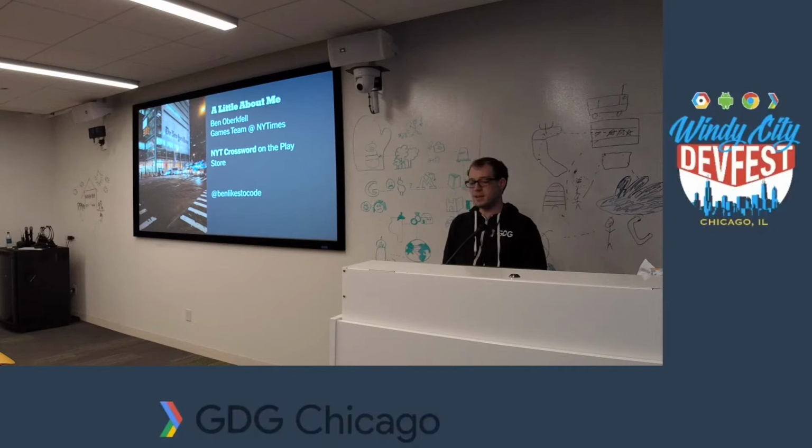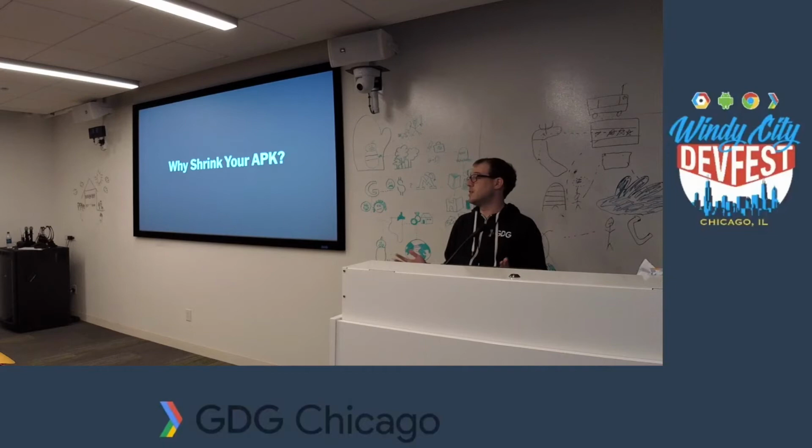So why shrink your APK? One reason I think of is I implemented the crossword as an instant app for the promotion at I/O, and that was definitely with a 4 megabyte limit. It took a lot of creative shrinking and picking apart our APK. So I want to try and talk about what I learned from having to shrink a production app.